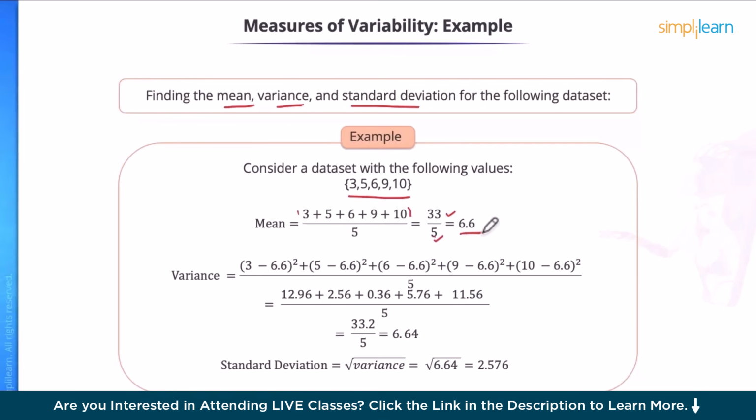To compute the variance, we start by computing the deviation. That is x minus the mean of x. Here 3 is one of the values of the data, and 6.6 is the mean. So (3 minus 6.6) squared, and we do that to find the sum of all the deviations divided by the count, which is 5. We end up getting an overall variance of 6.64. Standard deviation, as we know, is measured as the square root of variance. That is the square root of 6.64, which amounts to 2.576.